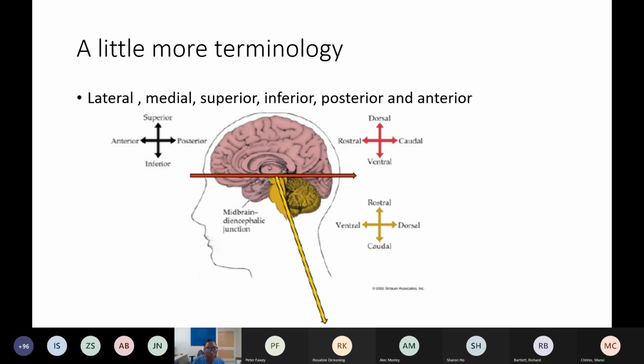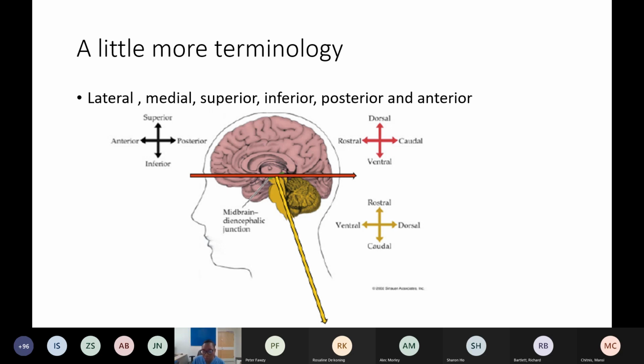And then just a final quick slide, looking at a bit more terminology that we may use. I know most of you will have had some anatomy teaching, so we'll be used to hearing the terms lateral, medial, superior, inferior, posterior, anterior. But when we're talking about neuroanatomy, terms that we may also use are rostral, ventral, caudal, and dorsal.